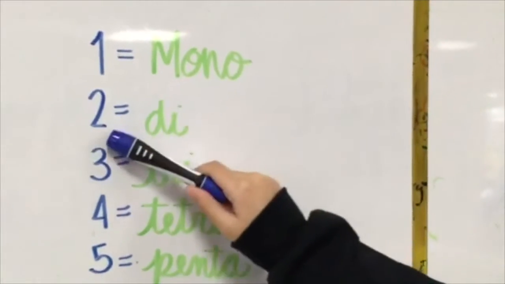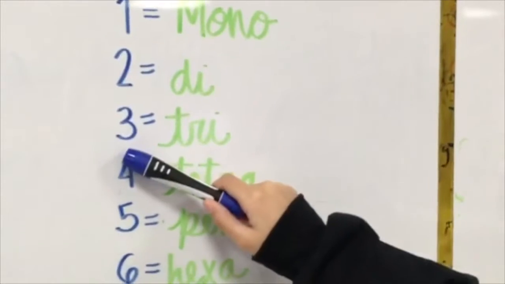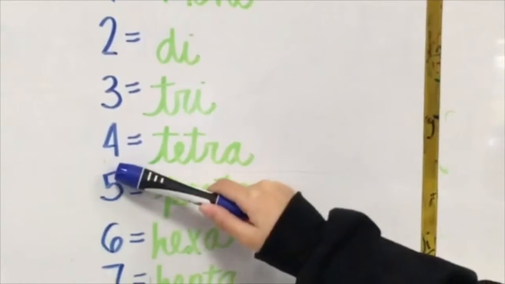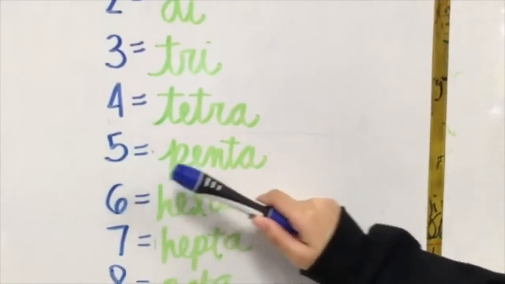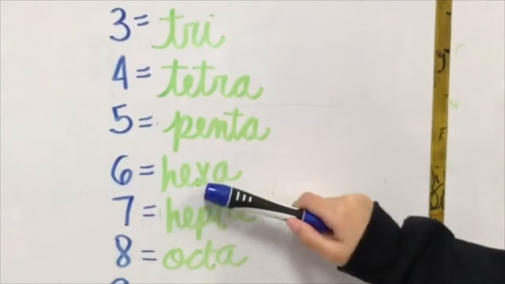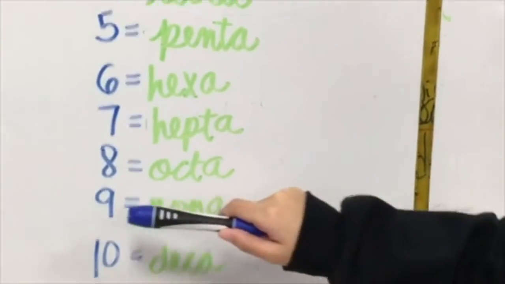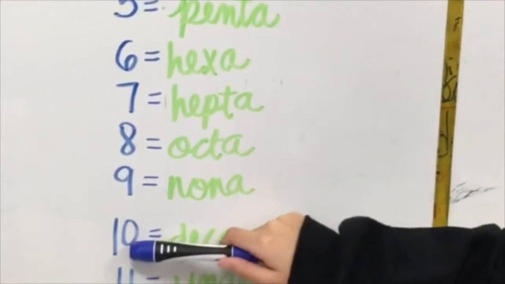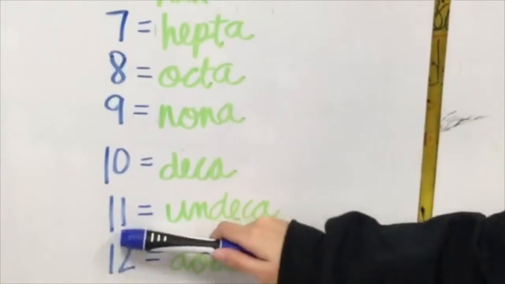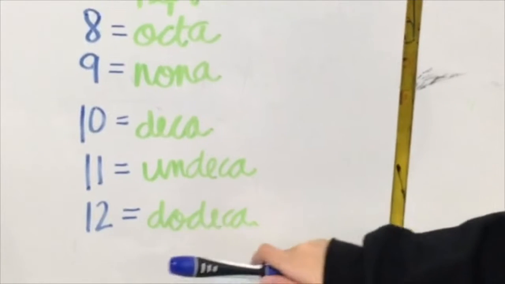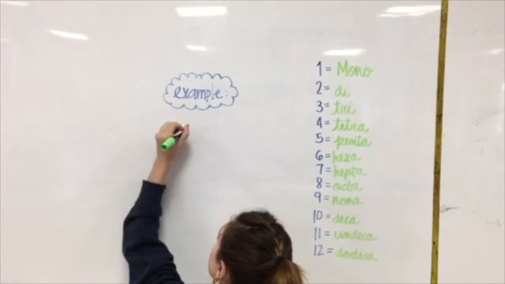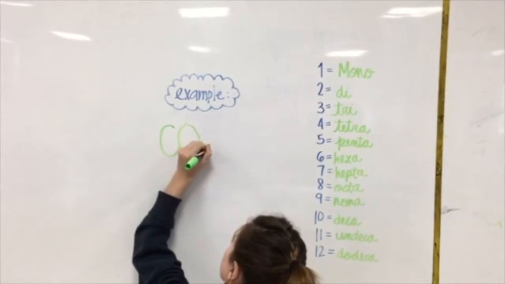One mono, two di, three tri, four tetra, five penta, six hexa, seven hepta, eight octa, nine nona, 10 deca, 11 undeca, 12 dodeca. For example, CO2.